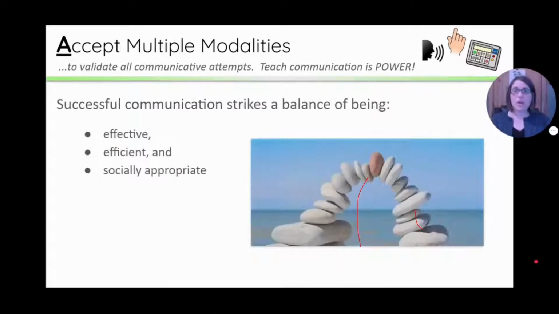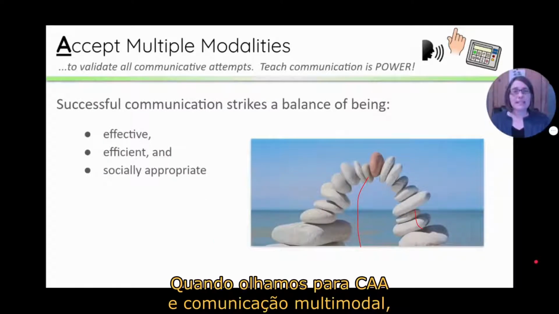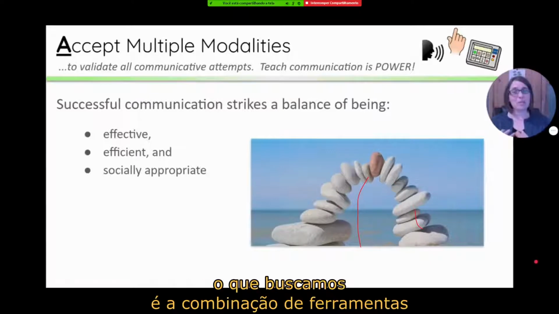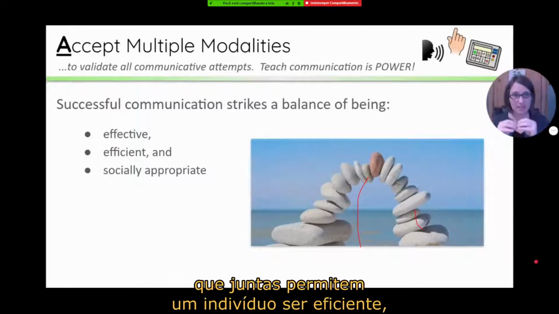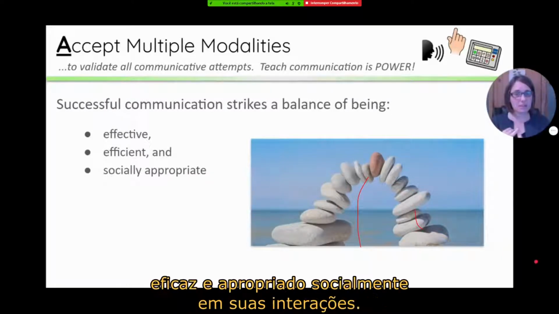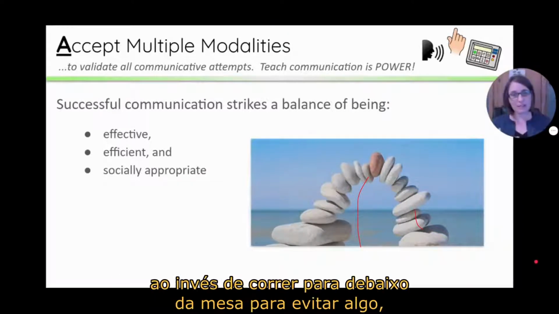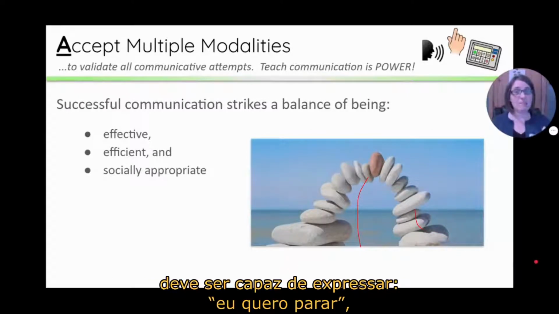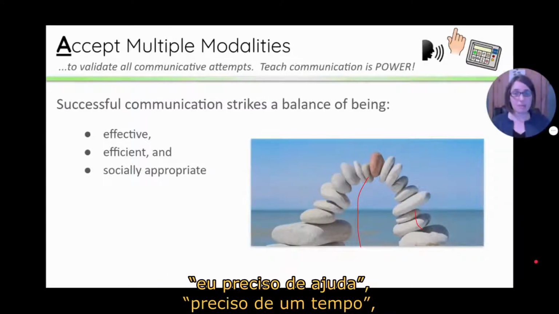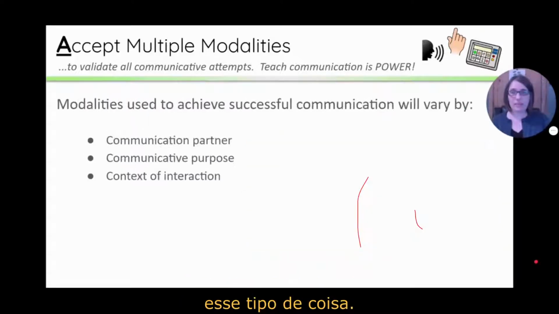When we look at AAC and multimodal communication, what we're really looking for is what combination of tools come together to allow an individual to be effective, efficient, and socially appropriate in their interactions. And by socially appropriate, we mean that instead of a child climbing under the desk to avoid something, they're able to express, I want to stop, I need help, I need a break, and that kind of thing.